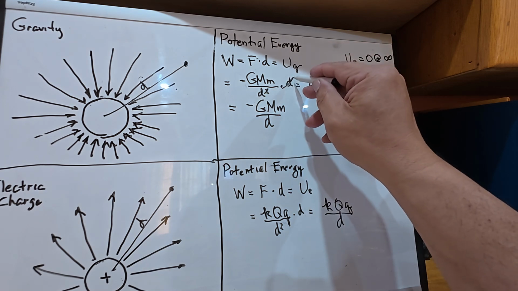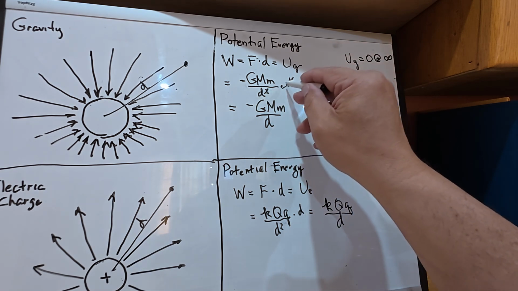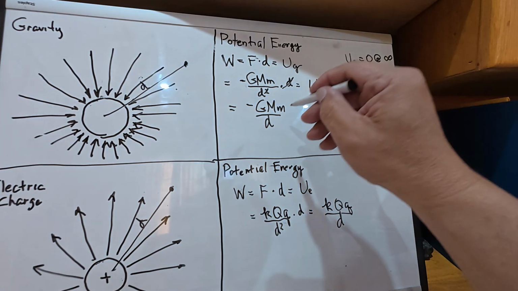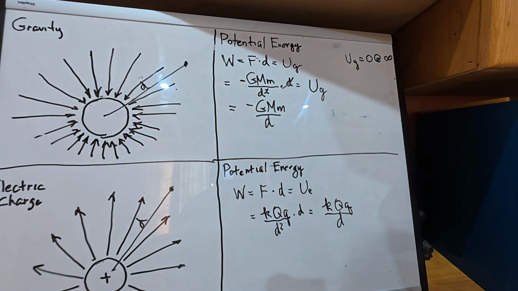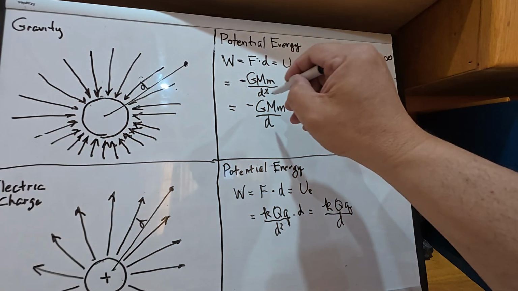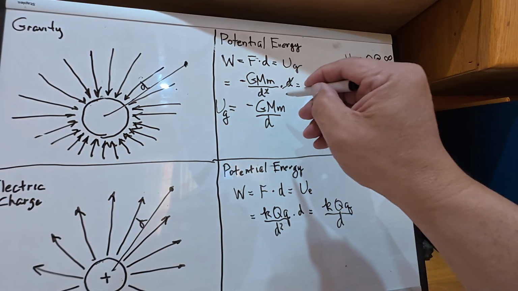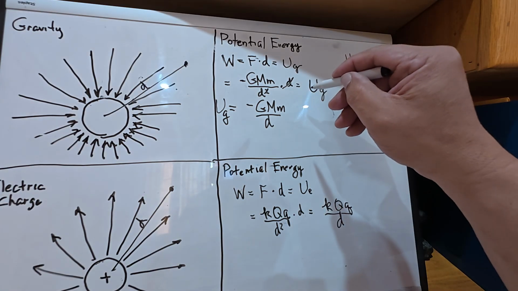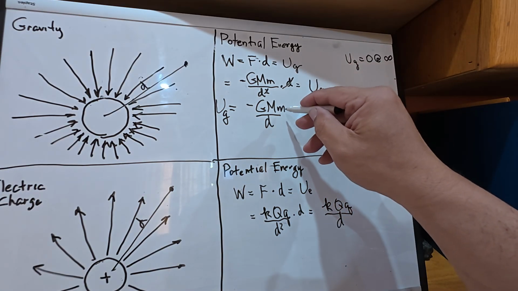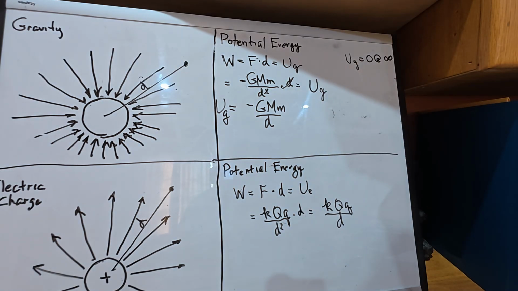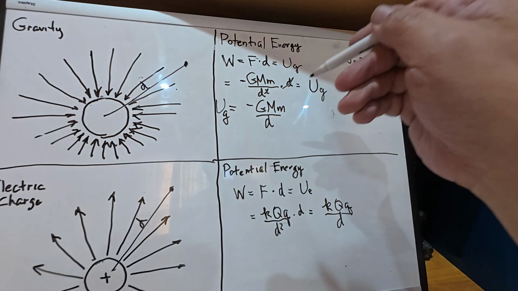So the square cancels with the d, so you're left with just one d on the bottom of the fraction, and the potential energy U sub g here is equal to minus G times the source mass times the test mass divided by the distance. So that is the potential energy. Now that's working with gravity.